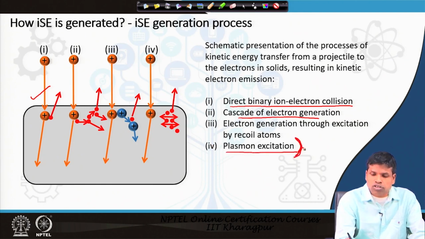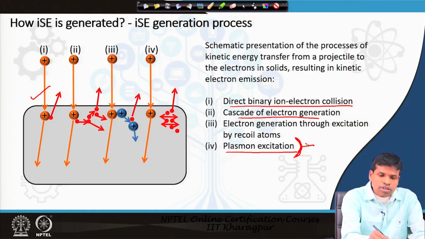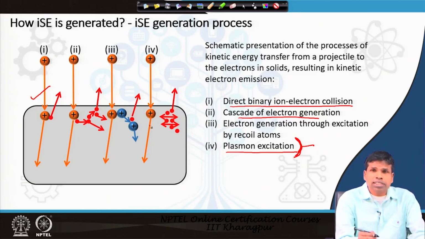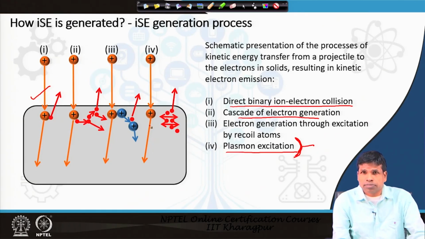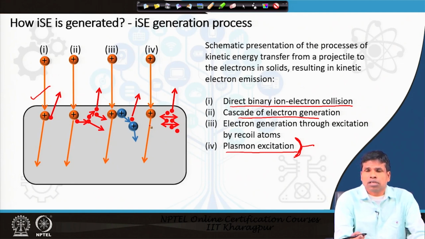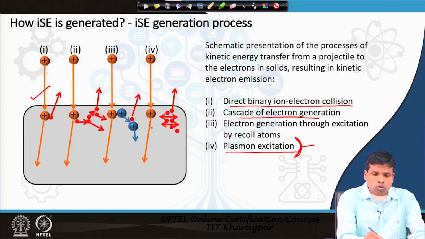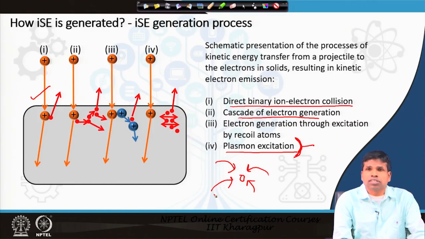Plasmon excitation occurs also through potential electron emission. What is plasmon excitation? It means that when an ion is incident on the specimen, that ion first gets neutralized. Once it gets neutralized, that means it takes an electron from the specimen, and as it takes an electron from the specimen, it will produce a hole. Once a hole is produced inside the specimen, that hole will be surrounded by many electrons, and those electrons will try to shield this hole.